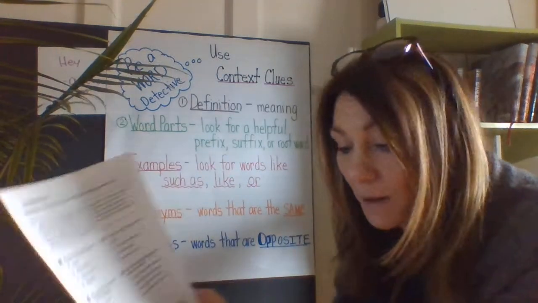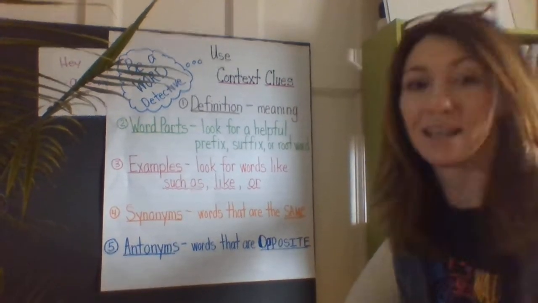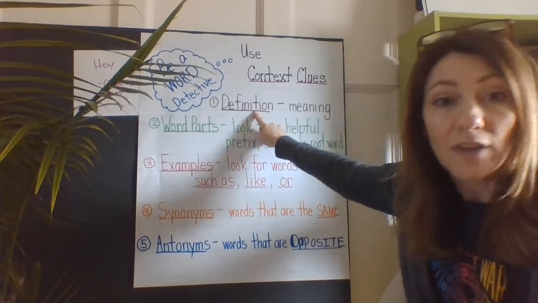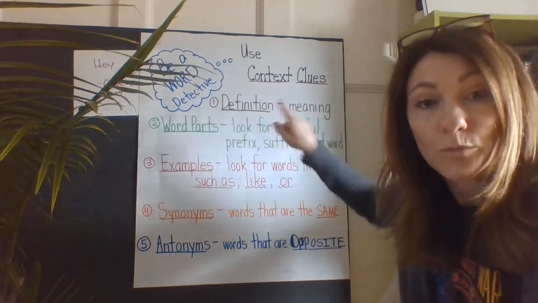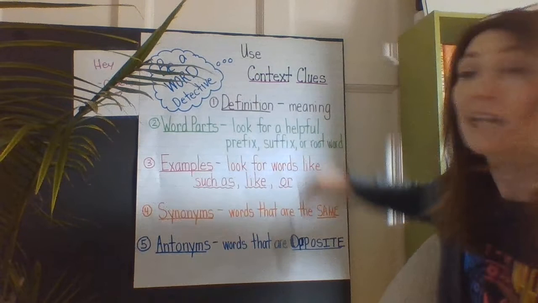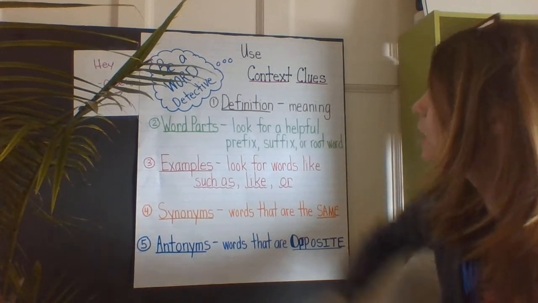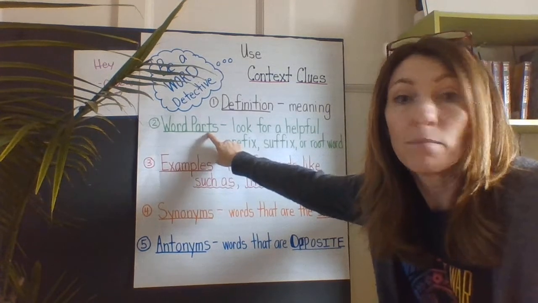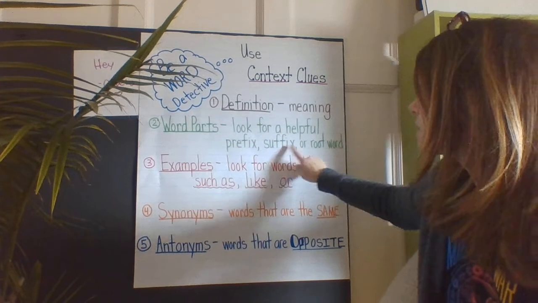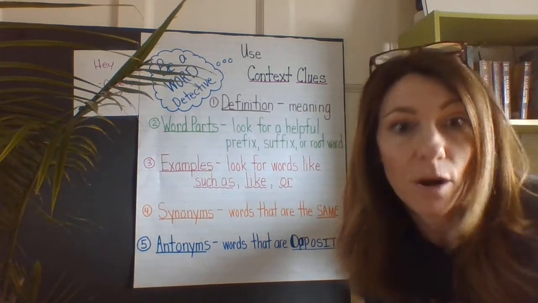So we're going to talk about how to be detectives. Here, come on in. Look close. Sometimes you will find a definition of a word right in there while you're reading. If you find the definition, that means you're going to get the meaning of the word as you're reading it. Another way is through word parts. Look for a helpful prefix, suffix, or root word. Sometimes those will help you figure out what a word is.